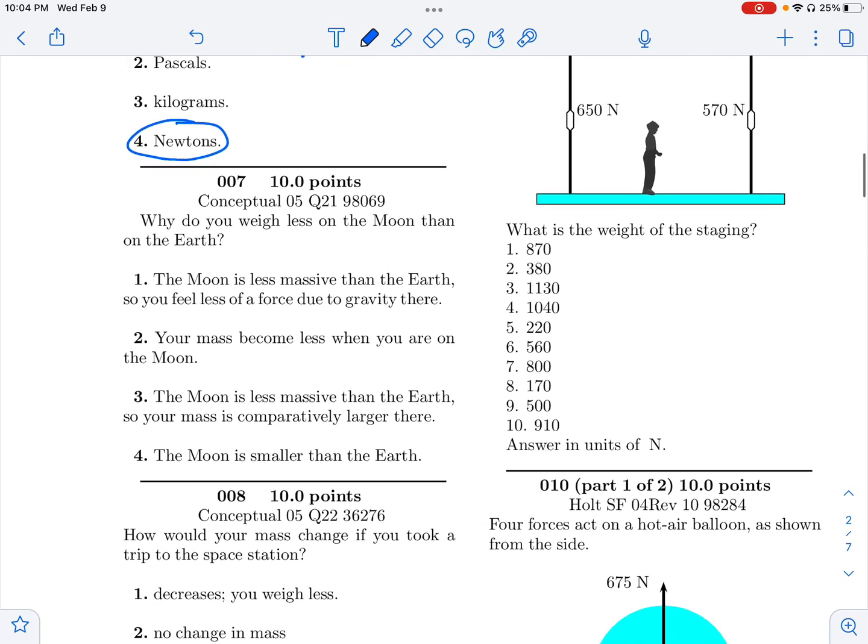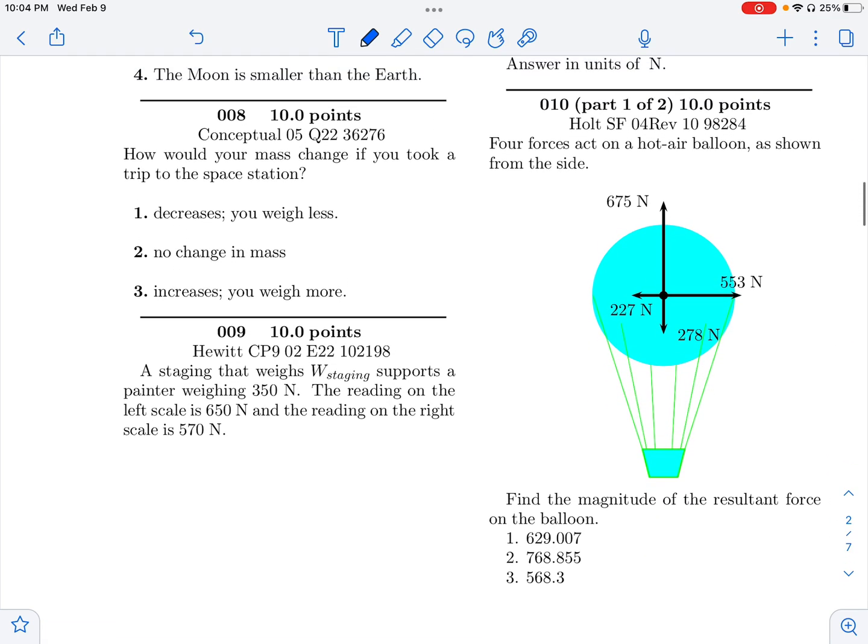All right, the other question that I wanted to tie in is number 10. When you take a look at these questions that involve multiple forces and they're talking about the resultant force, again, think right triangles.